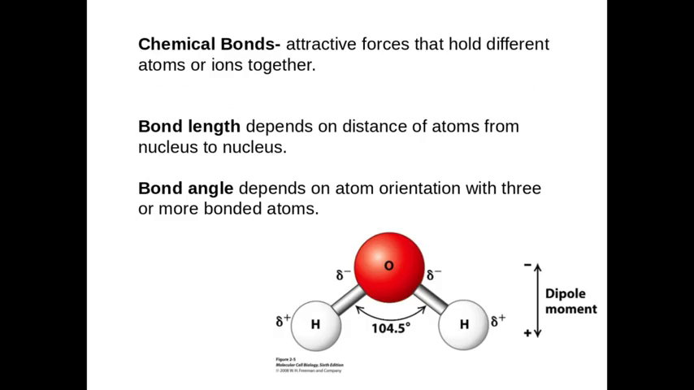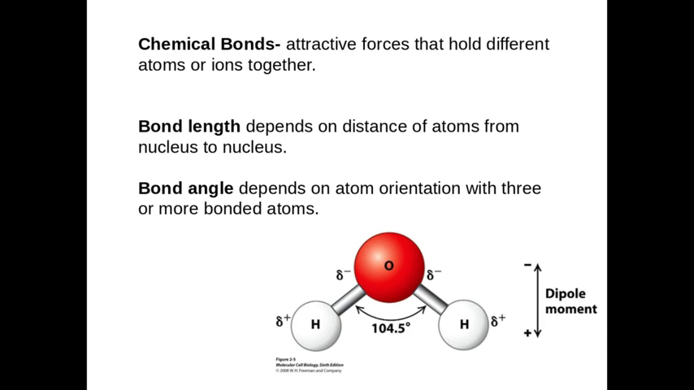So then we get the idea of chemical bonds. Bonds are actually the attractive forces that hold atoms together. And so this is where we get the idea of opposites attract. I will have a negative ion that's attracted to a positive ion, right? So a metal attracted to a non-metal, and vice versa.